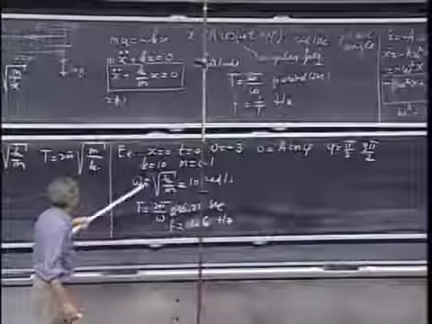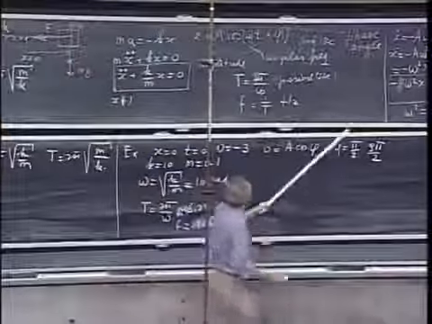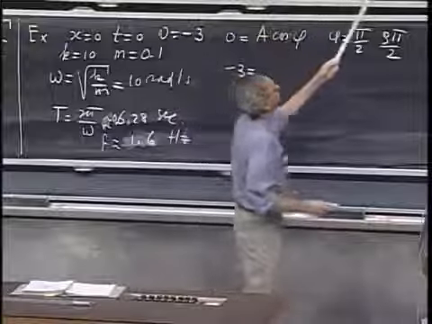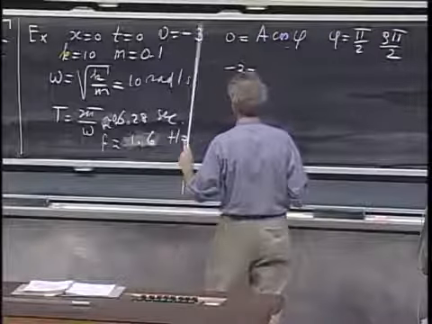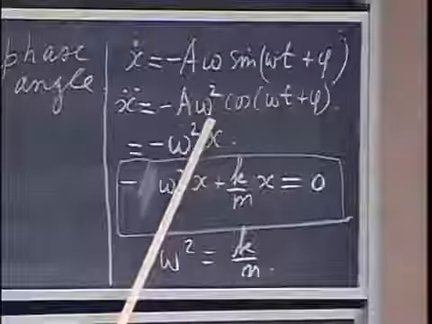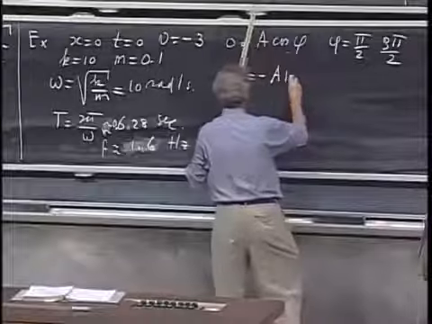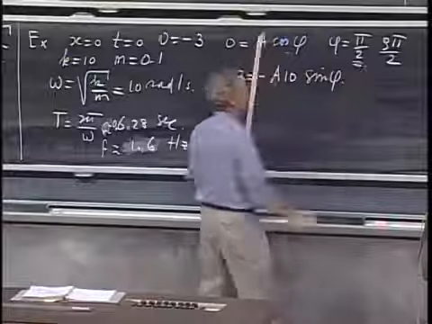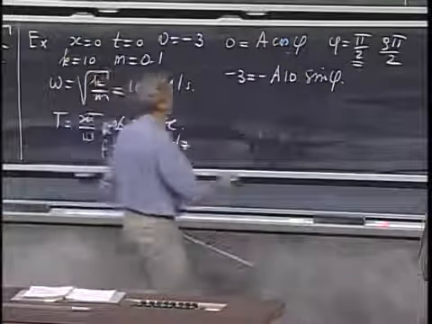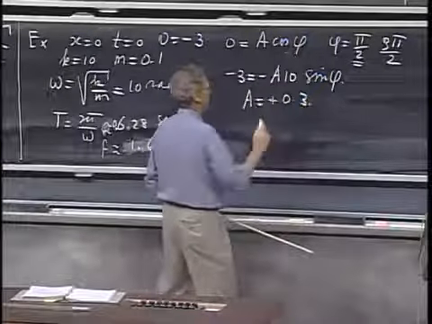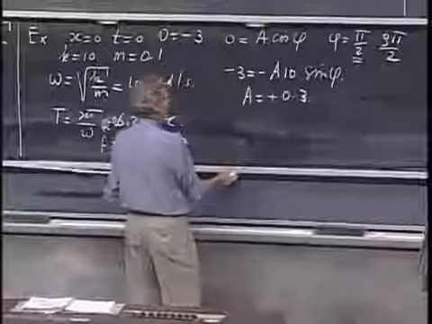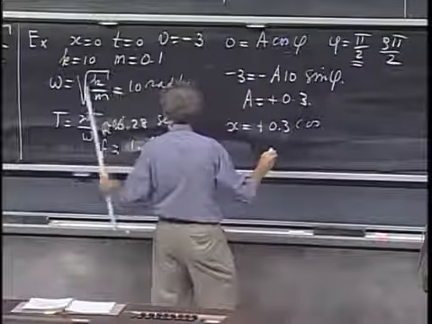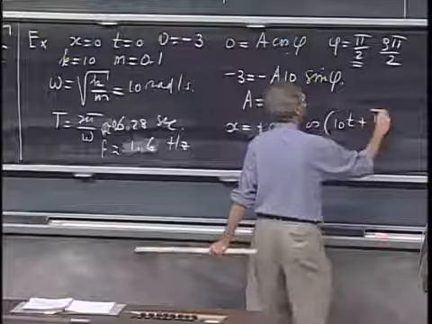Now I go to my next initial condition, that the velocity is minus 3. Now here you see the equation for the velocity. This is minus 3 at t equals 0. So minus 3 equals minus A, and A we don't know yet, times omega squared, which is 10, and t is 0, I get the sine of phi. If I pick pi over 2, then the sine of phi is 1. And so you find immediately that A equals plus 0.3. And so the solution now, which includes phi and A, is that x equals plus 0.3 times the cosine of 10t plus pi over 2.